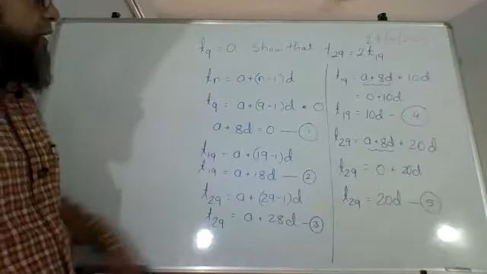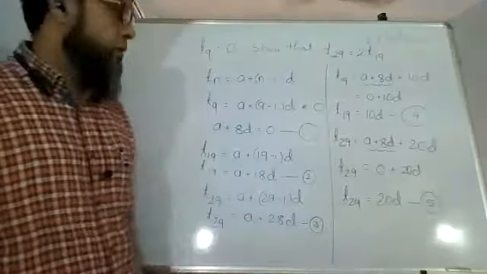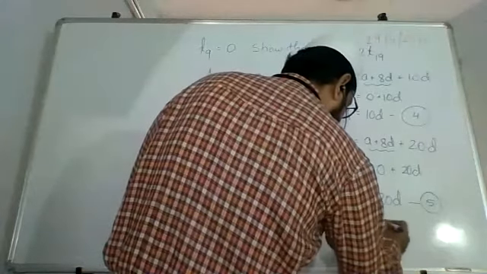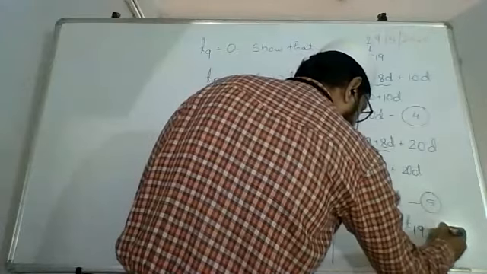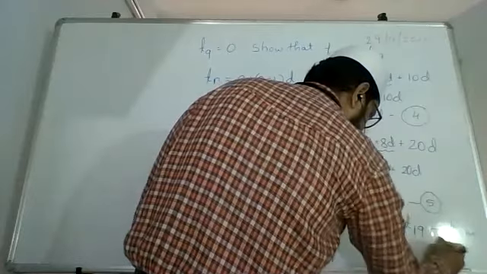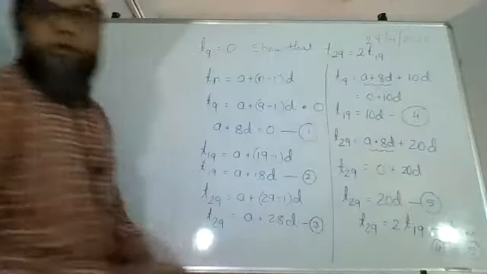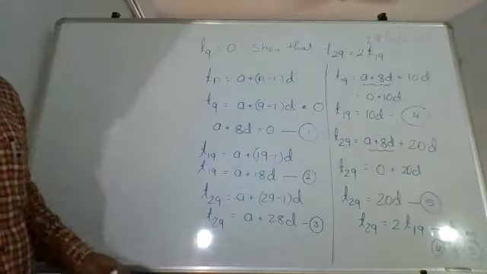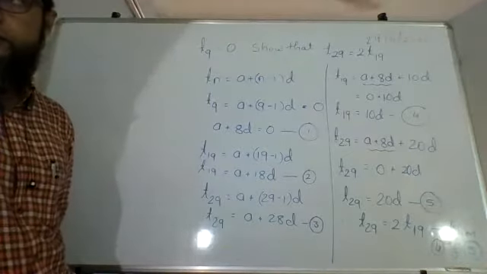T29 is 20D. T19 is 10D. T29 is 20D. Therefore, T29 equals 2 times T19 from 4 and 5. Are we clear with this?